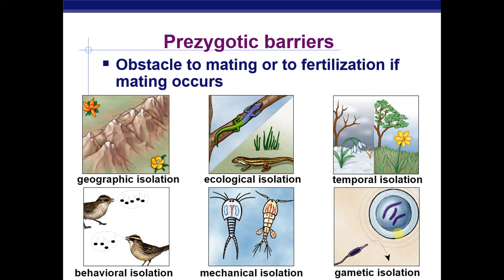These are examples of prezygotic barriers, obstacles to mating or to fertilization if mating occurs. So something like geographic isolation, ecological isolation, when two populations live in niches that don't overlap, temporal isolation, so being active at different times of the day or times of the year, behavioral isolation, like two different populations of the same species of bird having slightly different songs, mechanical isolation, where physically they're not compatible, or gametic isolation.